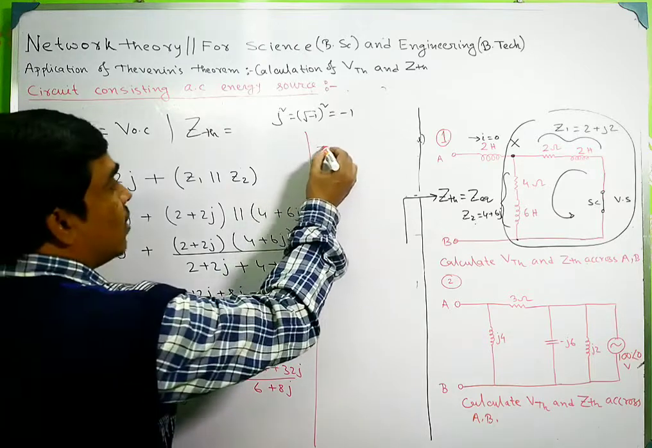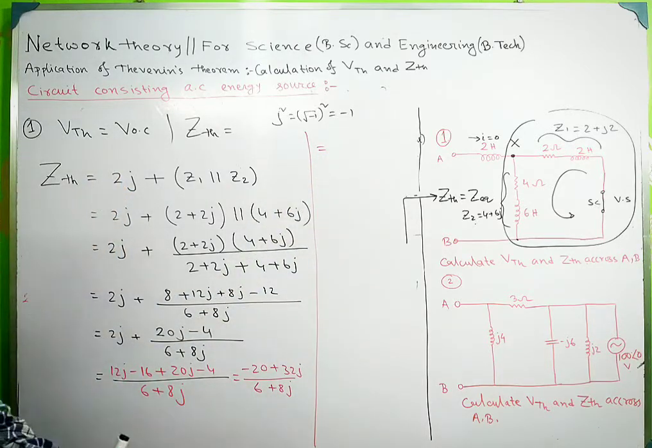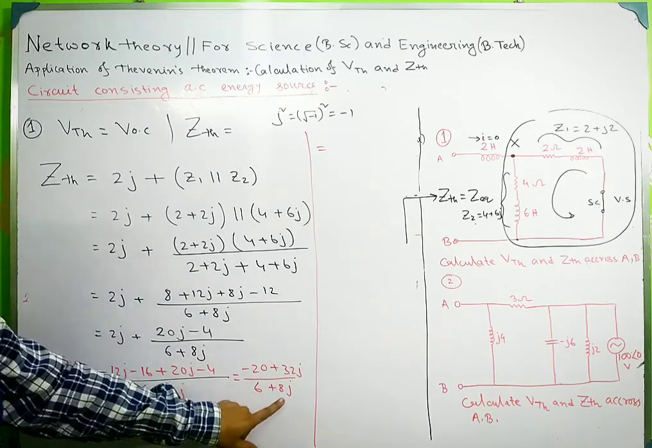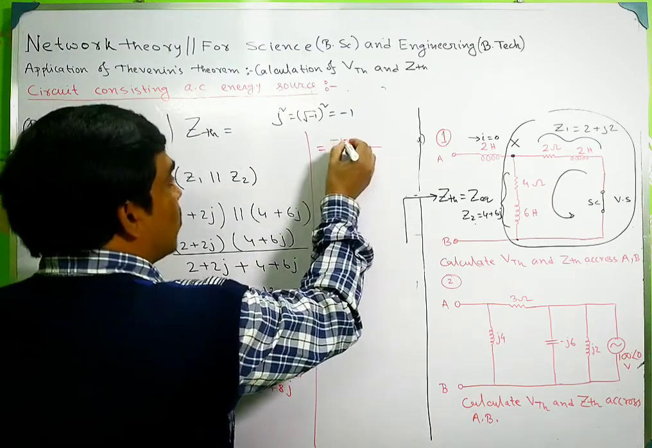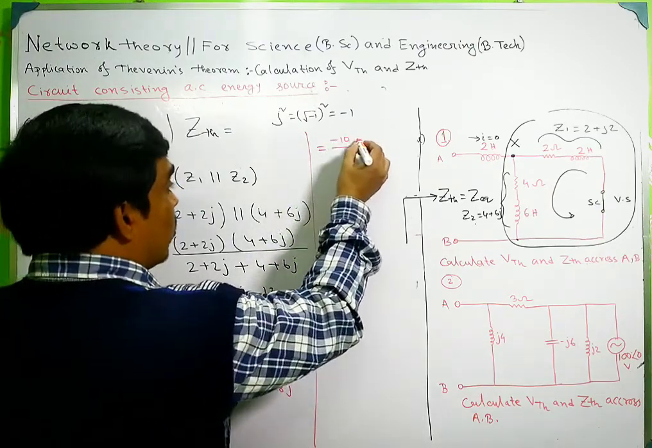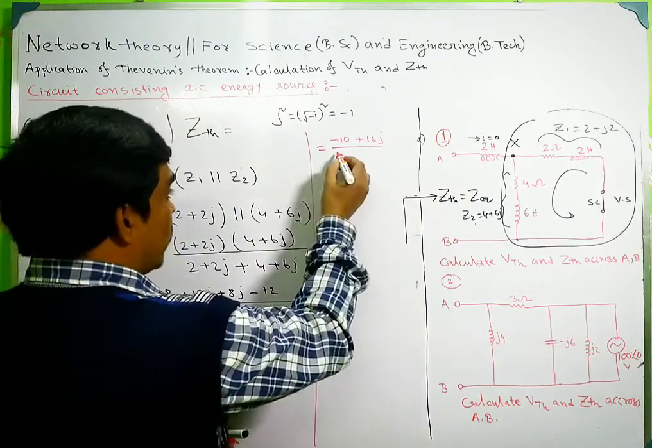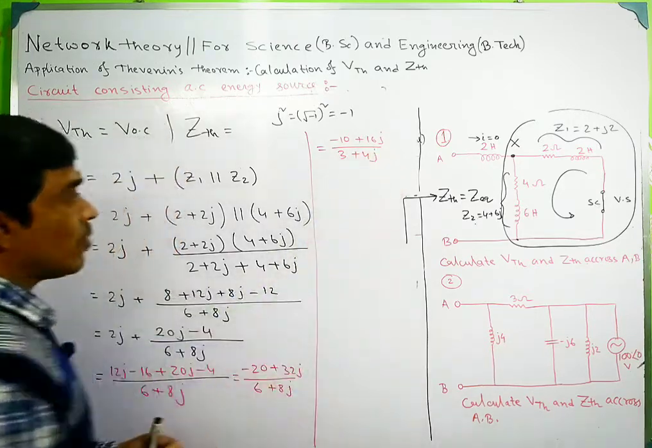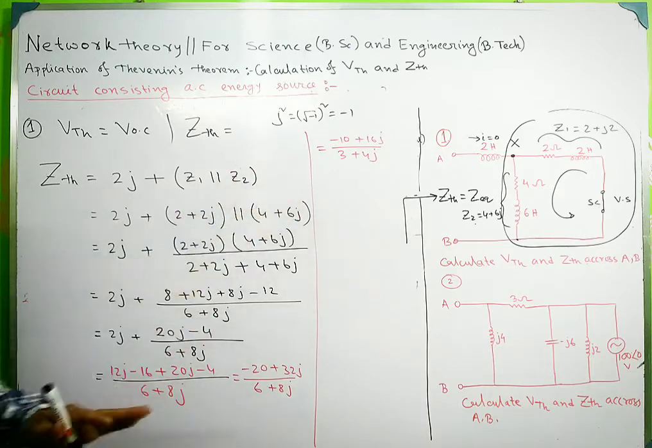So you can write this, if you take common factors from the upper portion and the lower portion, it will be minus 10 plus 16J over 3 plus 4J. This is the rectangular form of ZTH.